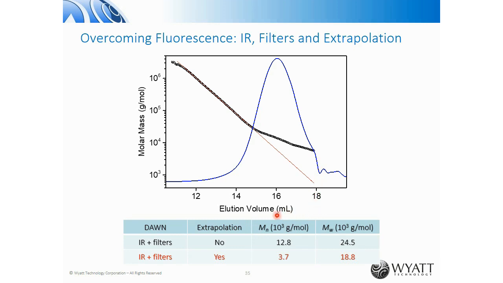The effect is mainly on the number average molar mass, as shown on this table. So we can see that using extrapolation results in a significantly lower number average molar mass. On the other hand, the effect on the weight average molar mass is not that evident, as the weight average molar mass counts mainly the fractions with higher molar mass that are not affected by the fluorescence.